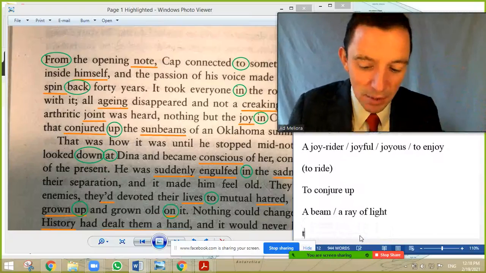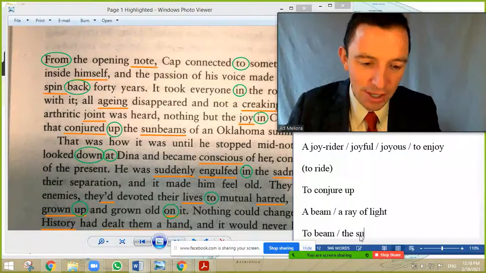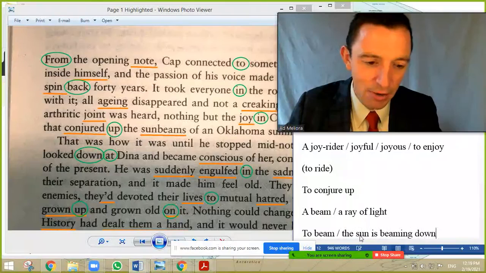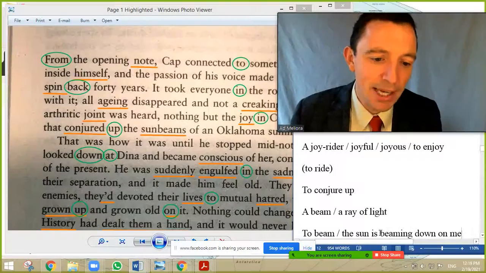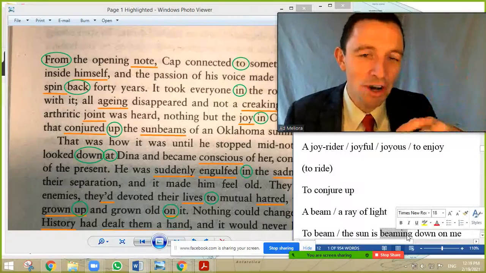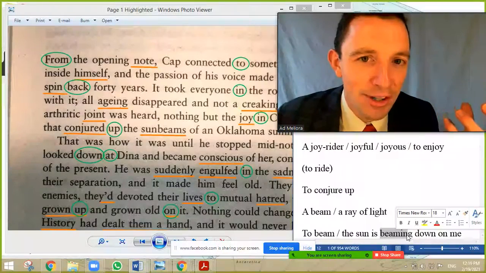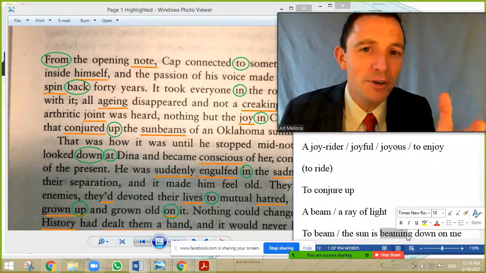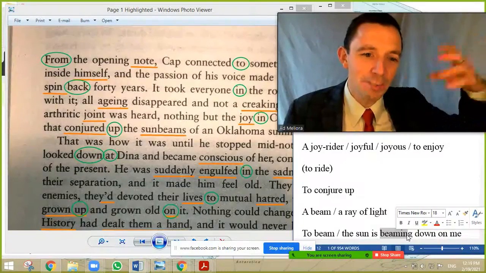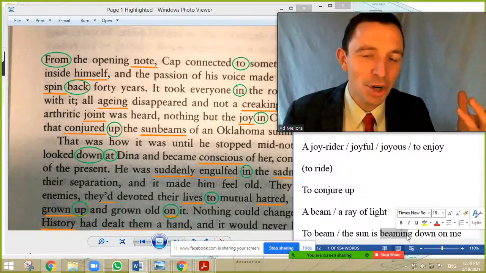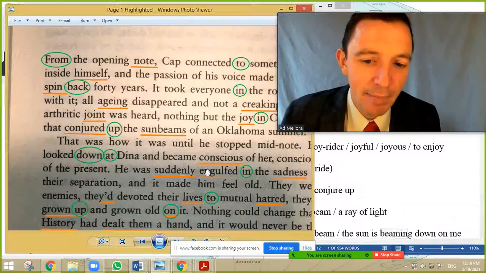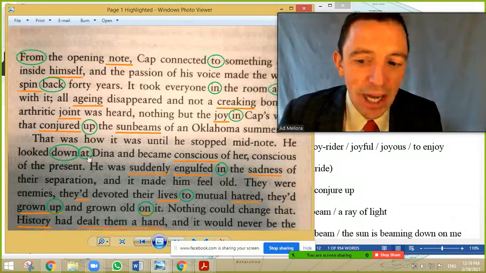Okay, so it is possible to beam, and the sun is beaming down on me, and that means it's really hitting you very, very strong, which of course never happens in Ireland. So this word really does not exist, of course, in Ireland, because we never have the sun. But if you were in Brazil, it's possible to say the sun is beaming down on you. That's a joke.